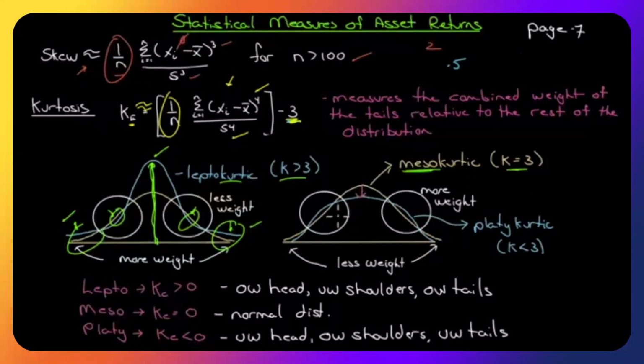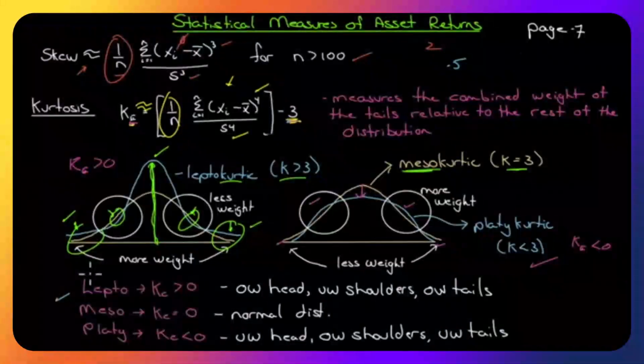There are fewer observations centered around the mean and many more observations around the shoulders. It's overweight the shoulders and underweight the tails. So since it is underweight the tails, it will have excess kurtosis less than 0. K will be less than 3. Its kurtosis will be less than 3. Its excess kurtosis, since it's subtracting 3, Ke will be less than 0, whereas here, Ke will be greater than 0.